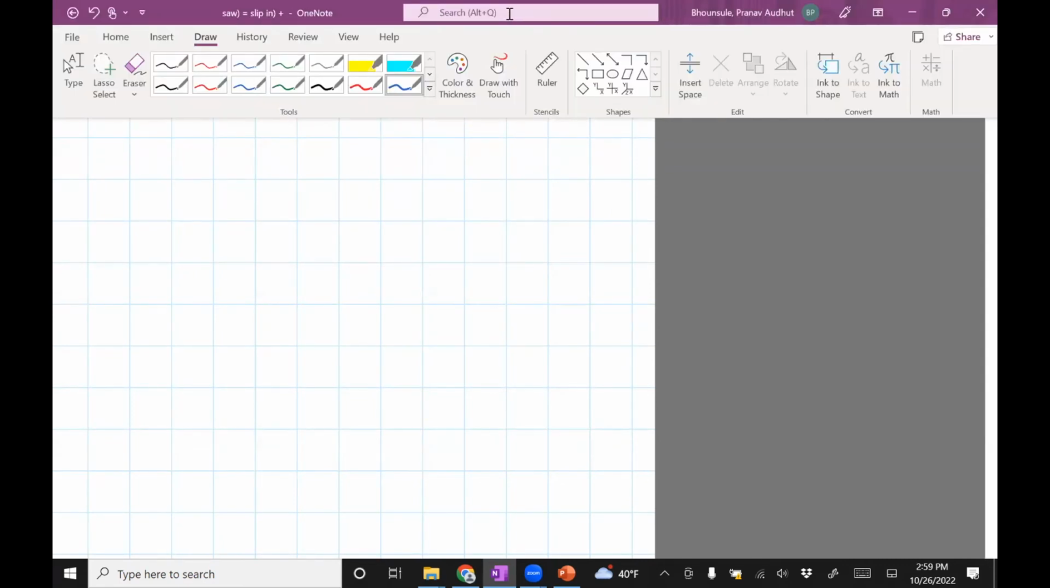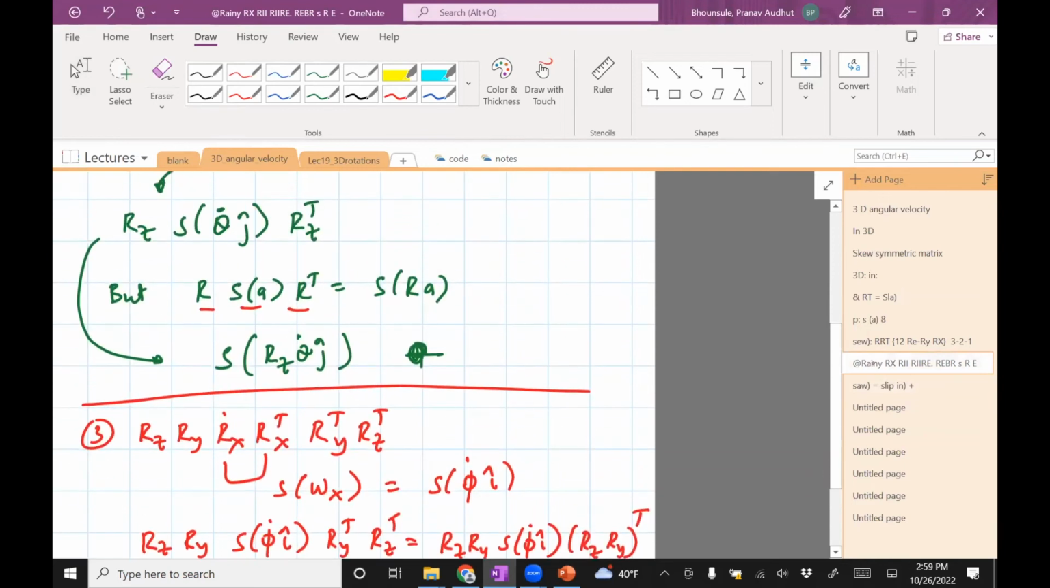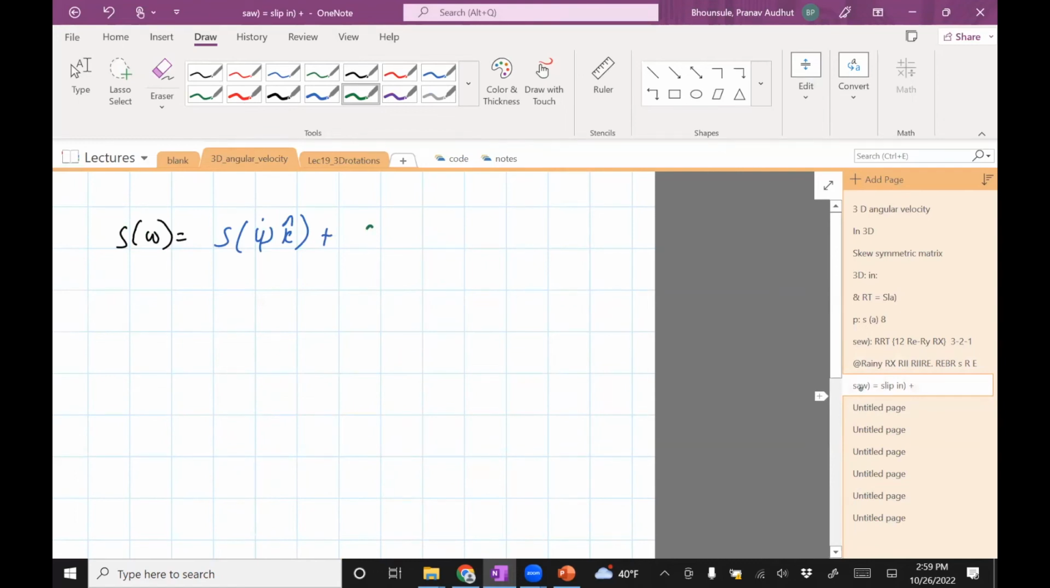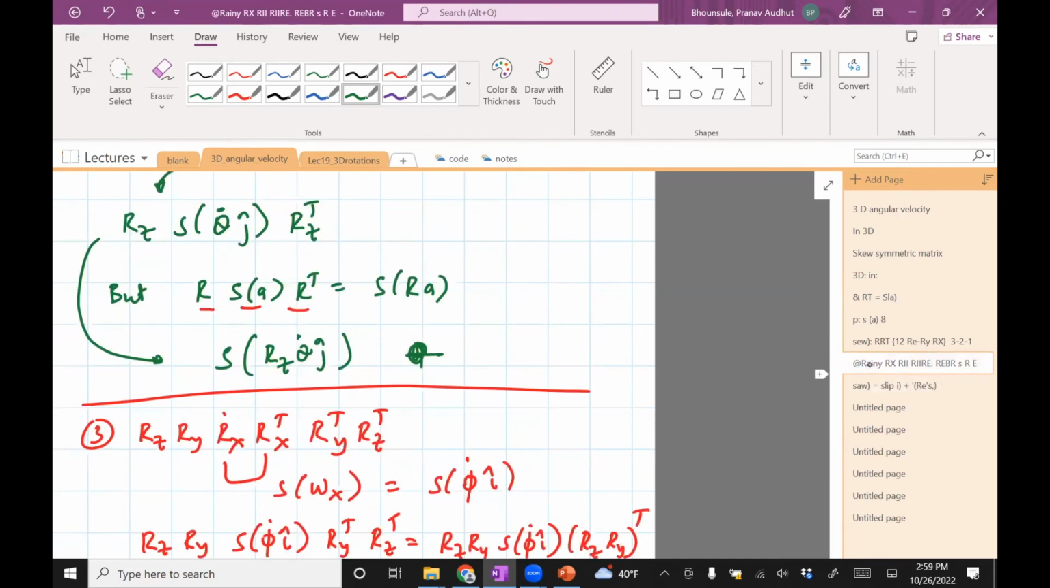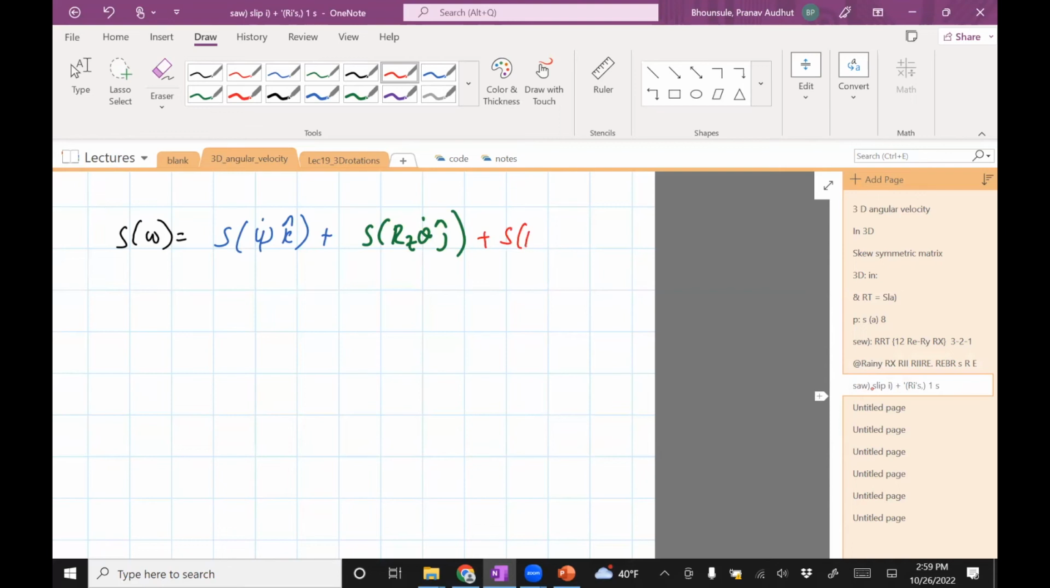Plus RZ times theta dot J. And then finally, S times S of RZ Ry P dot I. Okay, now, if you have a sum of skew-symmetric matrices, then you can just add them together.